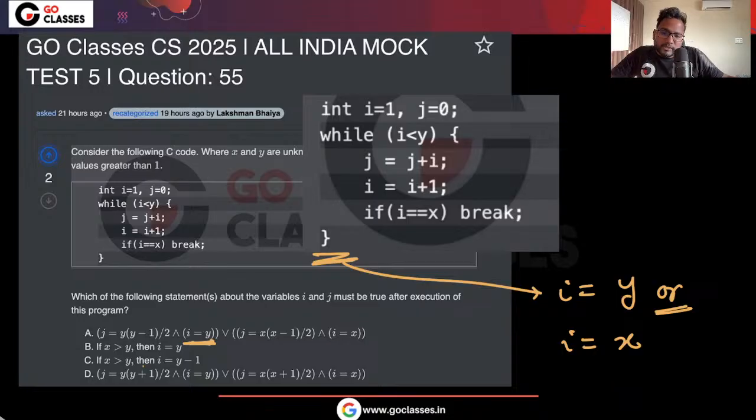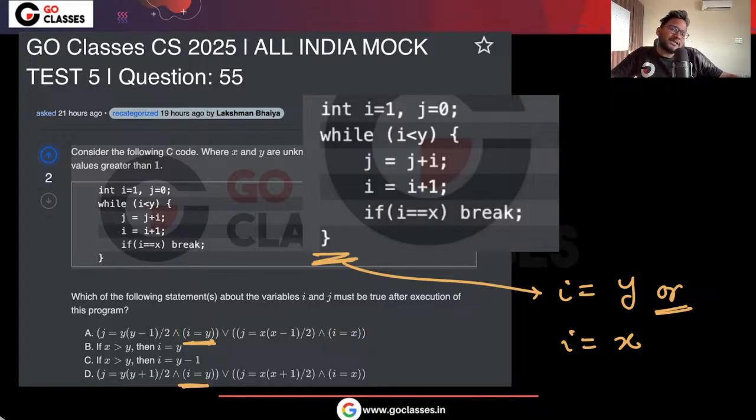Right? So basically, if i is y, then what will happen to j? If i is x, then what will happen to j? Okay, and then there are some other things that we will check. But if I just talk about the A and D format, the A and D format is clear to everyone, right? Either i is x or i is y. Okay, so let's just check what will happen.